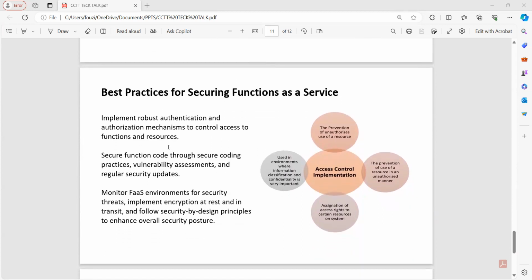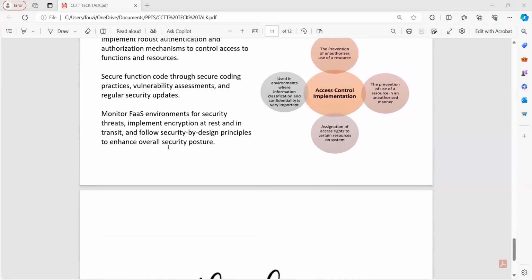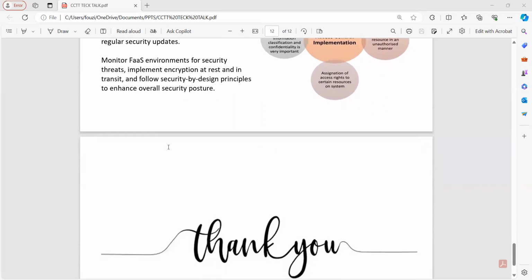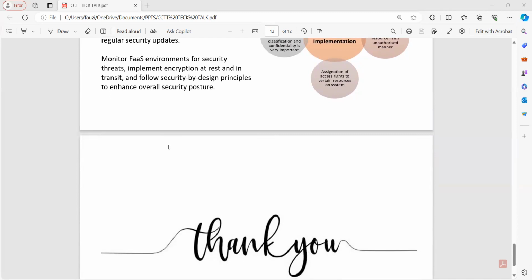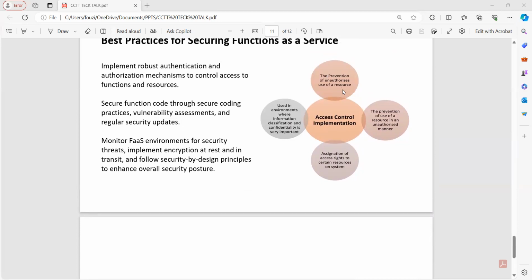Best practices for securing functions as a service. Implementing robust authentication and authorization mechanisms to control access to functions and resources. Secure function code through secure coding practices, vulnerability assessments, and regular security updates. Monitor FaaS environments for security threats, implement encryption at rest and in transit, and follow security by design principles to enhance overall security posture.